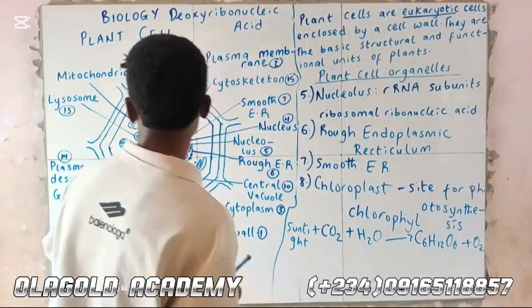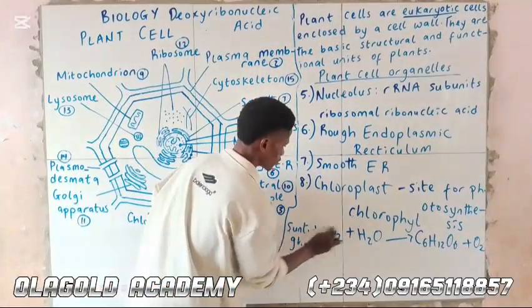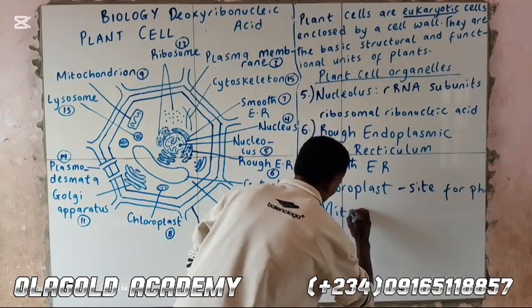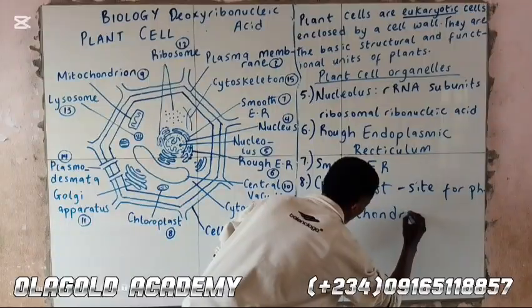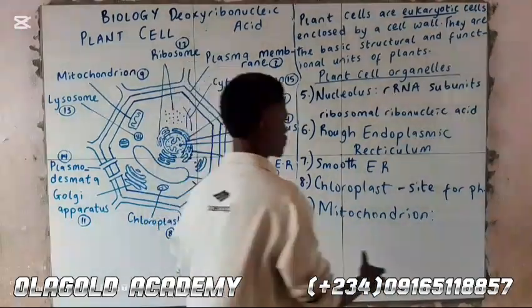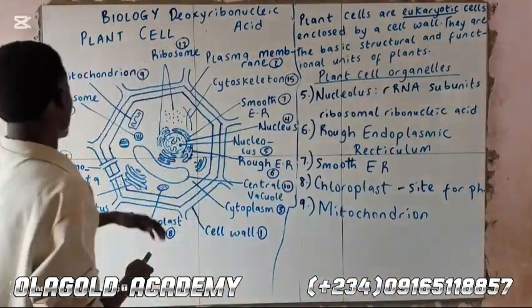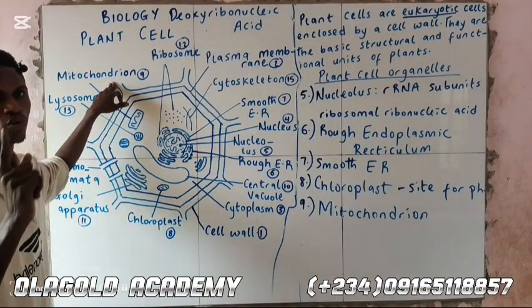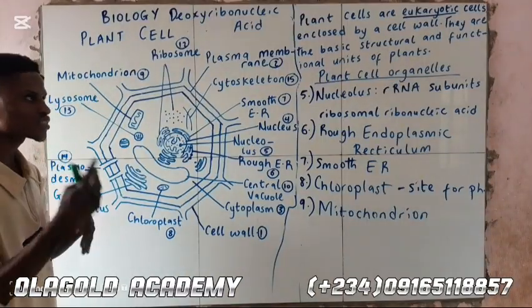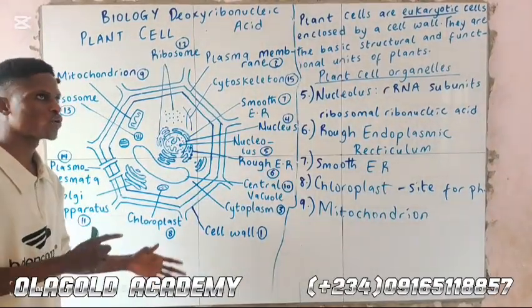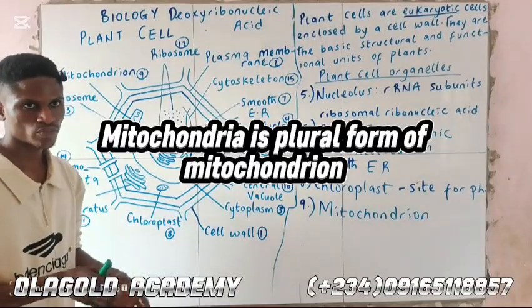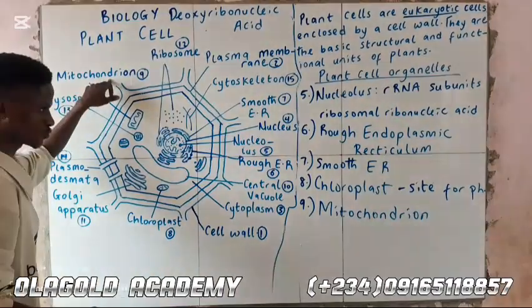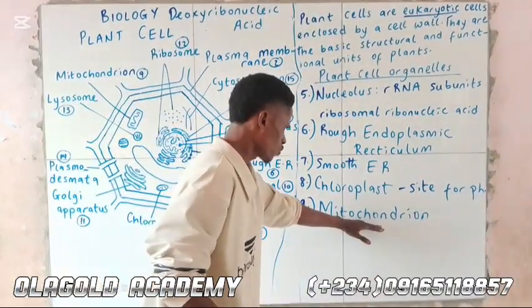Number 9 is the mitochondrion. Now, this mitochondrion is a singular name. Mitochondria is plural. So, if we are relating to 2 or more, we use mitochondria. If we are relating to just one, we refer to it as mitochondrion. Now, what is the function of this mitochondrion?